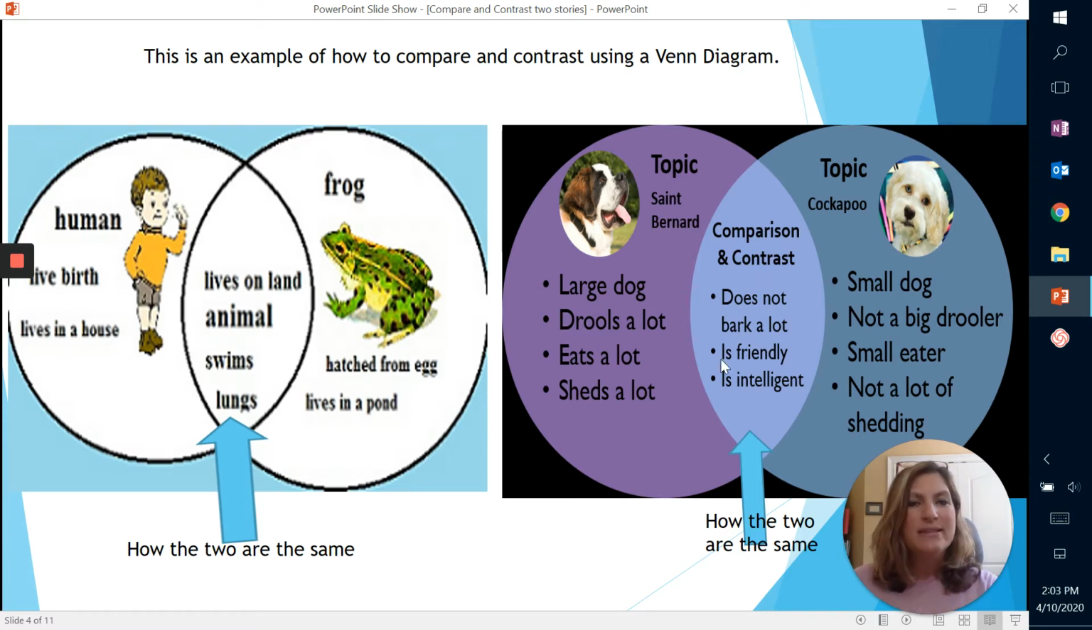And how are they the same? Well, right up here, if you paid attention to the middle circle, they are very friendly. They're both very smart dogs, and they both don't really bark very much. So this is a great example of compare and contrast using a Venn diagram.